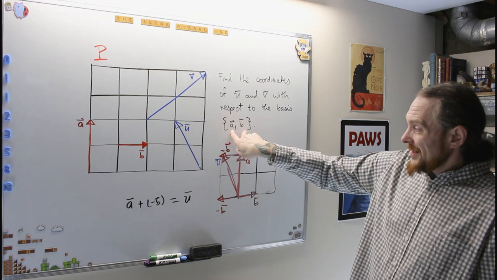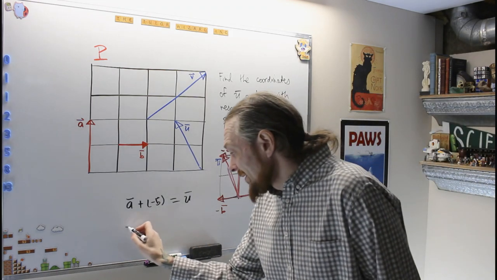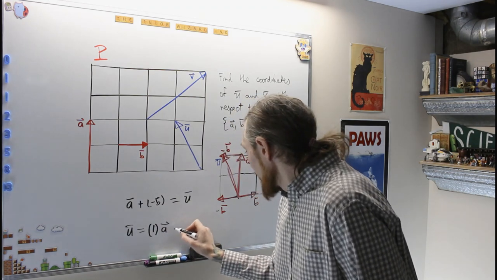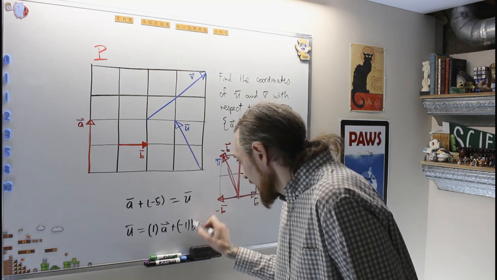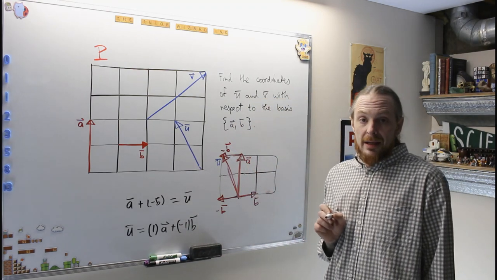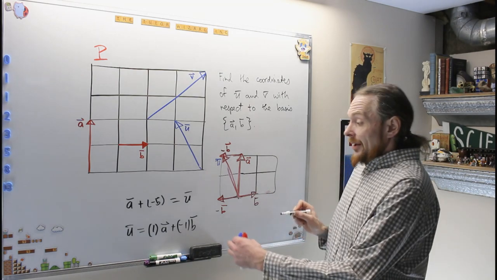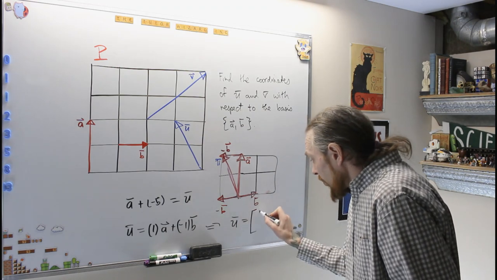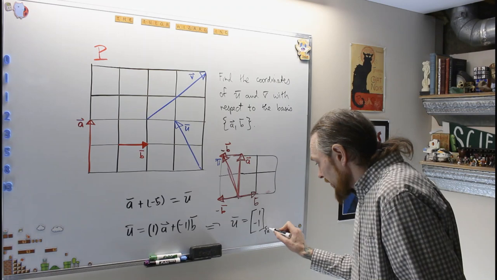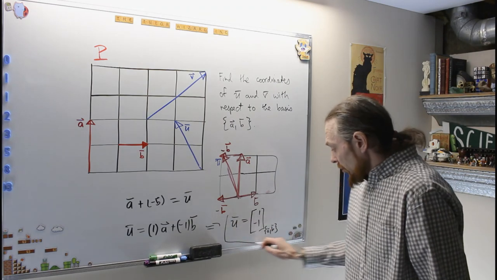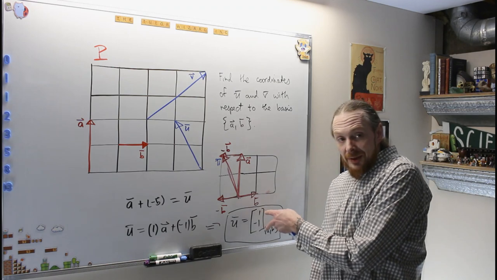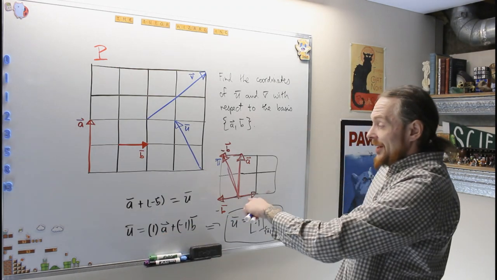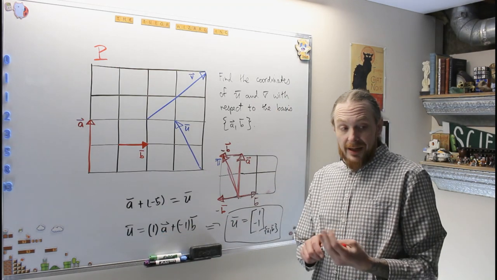And because the basis was given as an ordered pair AB, what that really says is U is equal to positive 1A plus negative 1B. And therefore, the coordinates of U with respect to the basis AB are 1, negative 1. Those are the coordinates. The coordinates of a geometric vector with respect to a basis come from the coefficients when I describe them as a linear combination using the definition of geometric vectors.